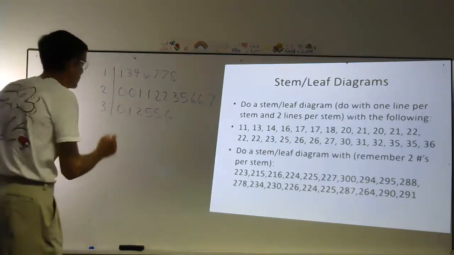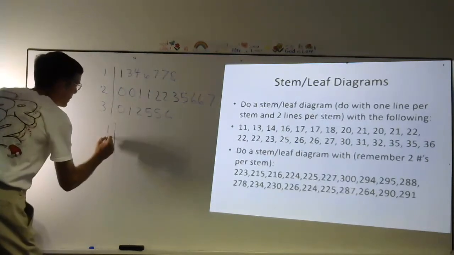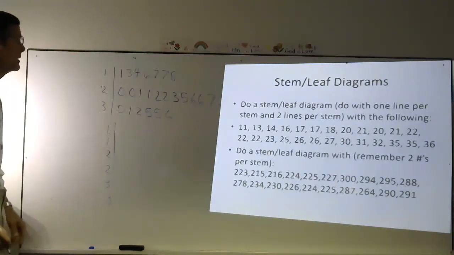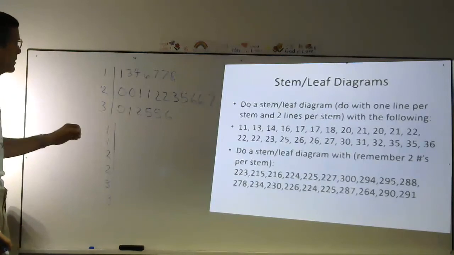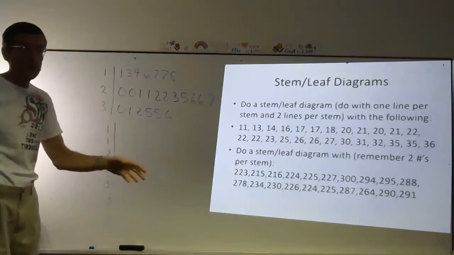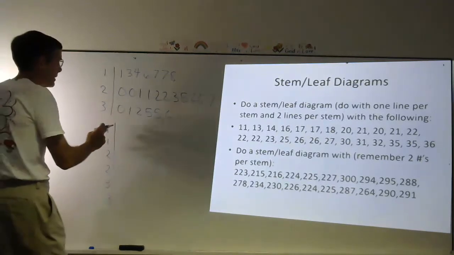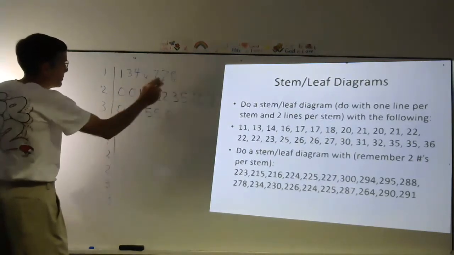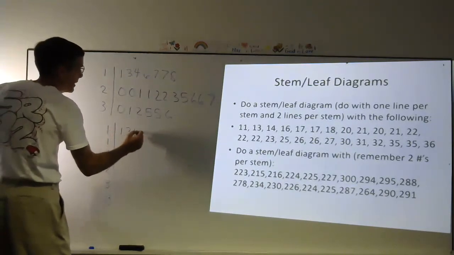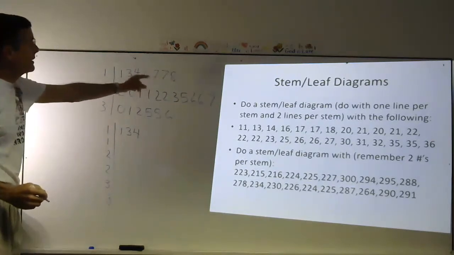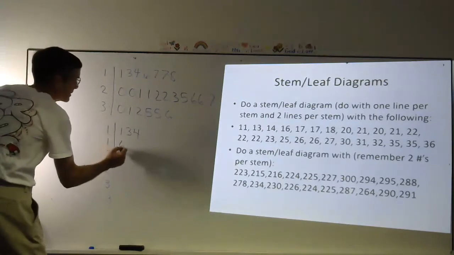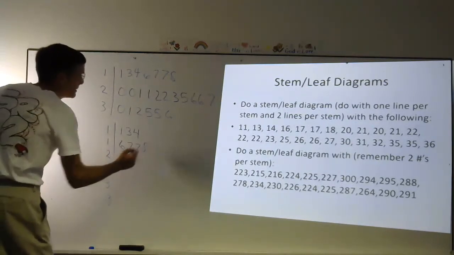So now let's do it with 2 lines per stem. So I have 1, 1, 2, 2, 3, 3. What I'm going to do is take anything from 10 up to 14, 5 numbers. 10 up to 14 would be, there's no 10 here, so it's 11, 13, and 14. And then from 5 through 9 would be 16, 17, 17, and 18.